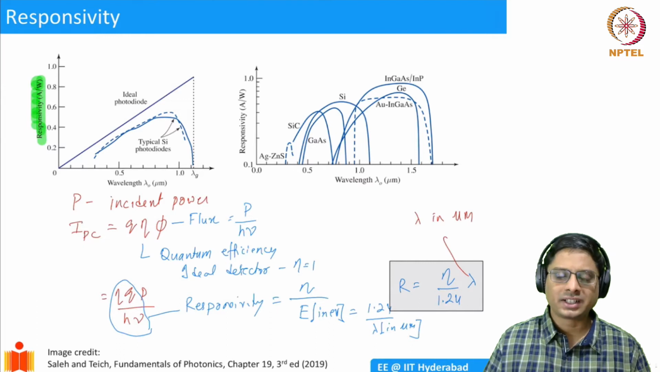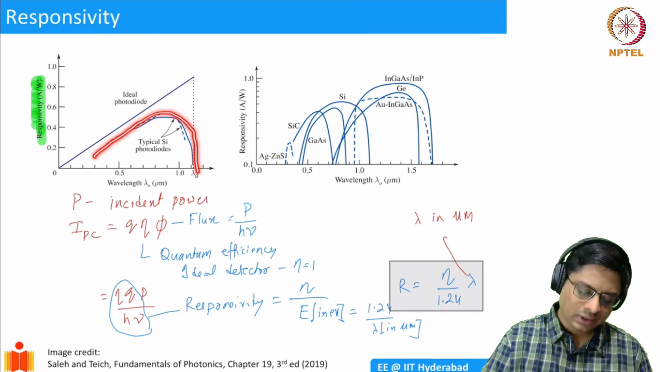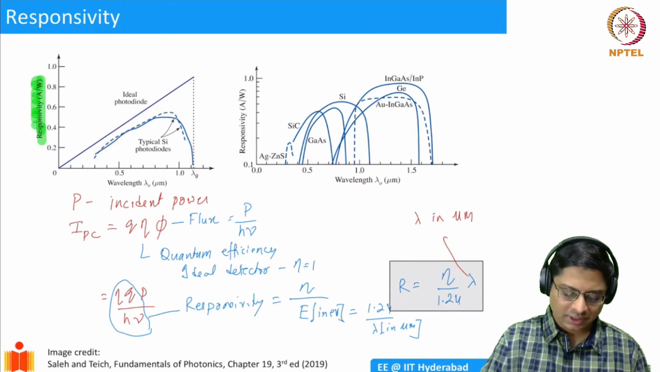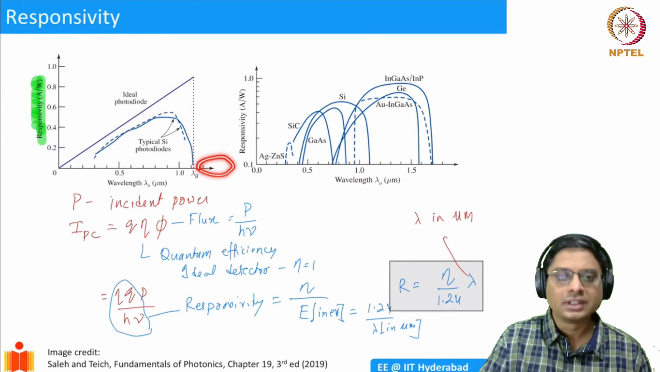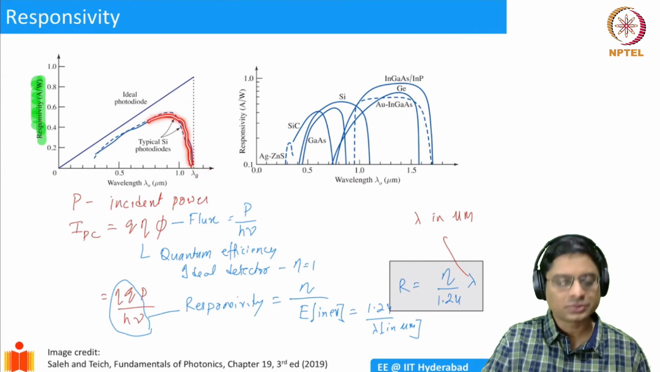But this is the ideal case. If you have a realistic case, the responsivity is going to be something like this. So if your photon has a longer wavelength, that means the energy is less than the band gap and it cannot produce any electron hole pairs. So on the longer wavelength side, it has to drop.